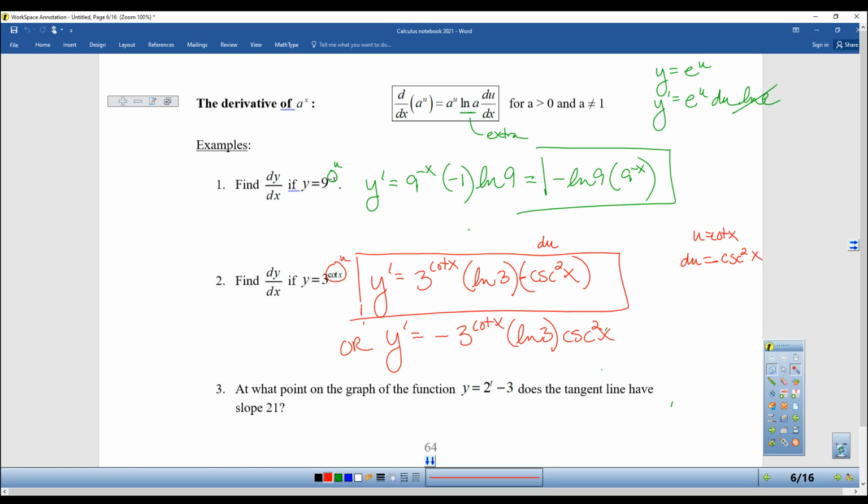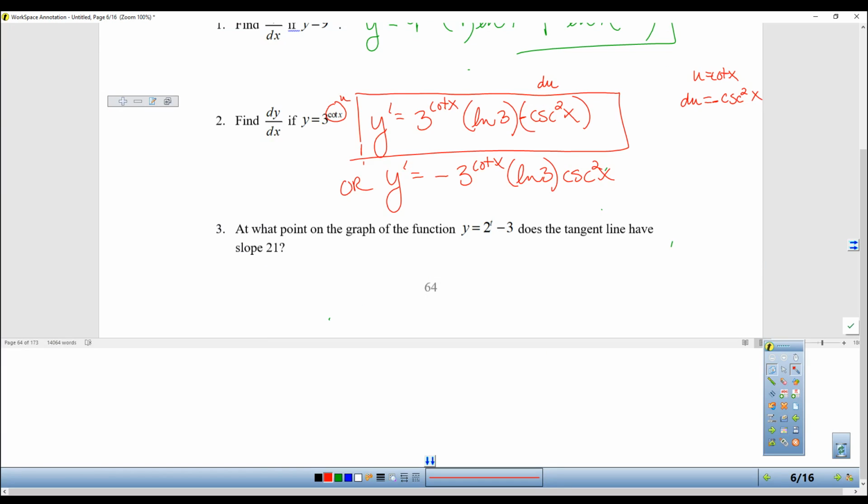Okay. So these are going to keep coming up, these little tangent lines and slopes, over and over again. I'm going to keep scattering them throughout the problems to make sure that this is something you remember. At what point on the graph of the function y is equal to 2 to the t minus 3 does the tangent line have a slope of 21?